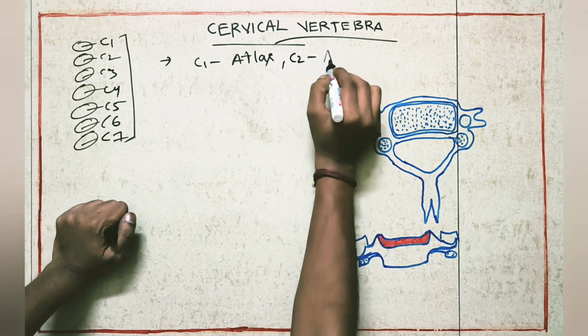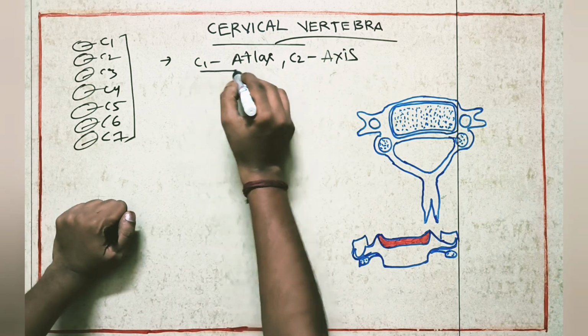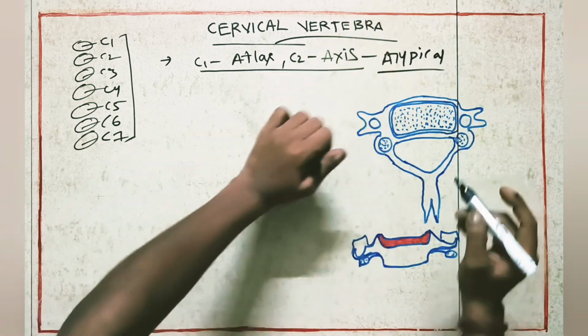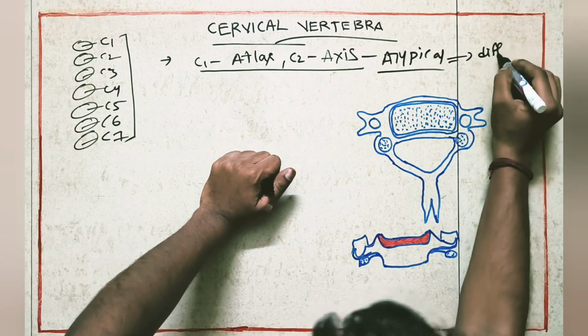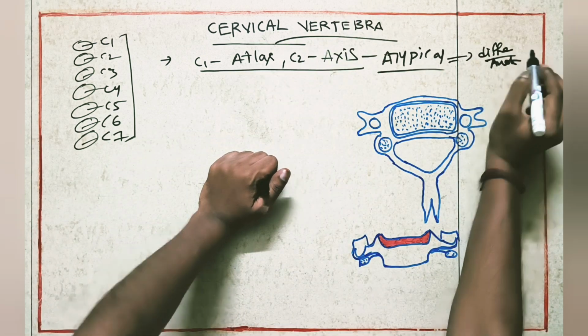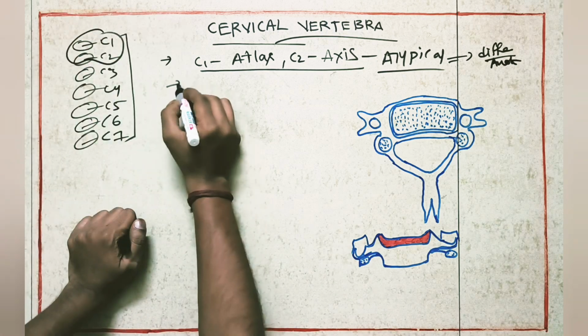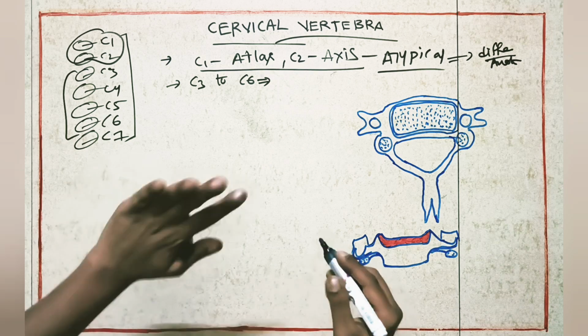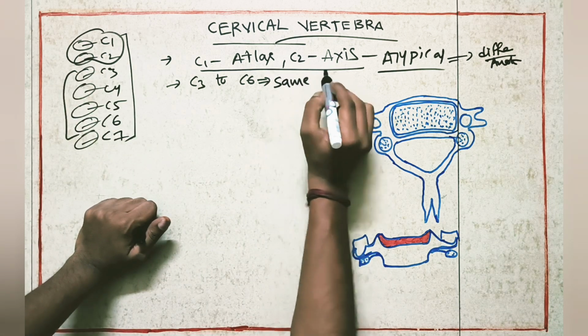The C2 cervical vertebra is called the axis. Atlas and axis, these two vertebrae are atypical vertebrae. Atypical means these two vertebrae are different from the other vertebrae. So these two are different from C3 to C6. From C3 to C6, all vertebrae have the same features.